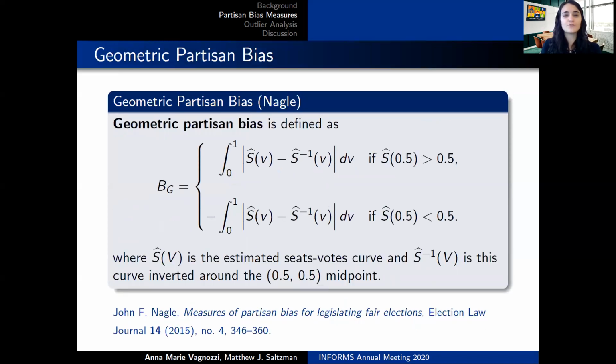We also looked at a measure referred to as geometric partisan bias, which takes a function describing the relationship between seats and votes using observed election data, inverts that curve around the midpoint of the graphical space, and finds the area between the original curve and the inverted curve. The direction of advantage can then be identified by looking at whether the estimated seat proportion at V equals 0.5 falls above or below this midpoint. If it falls below, then it means that the reference party needs to get more than half of the statewide vote in order to win half of the seats.